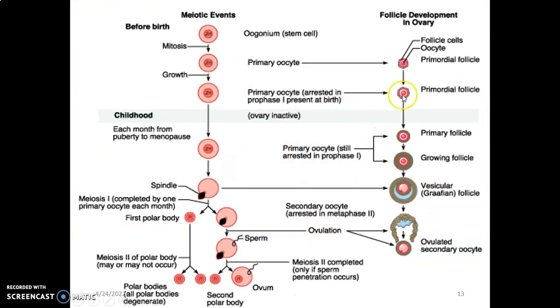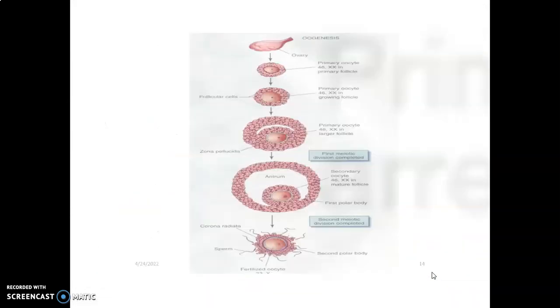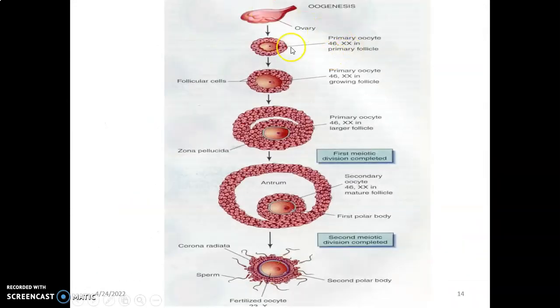And here it just shows you the follicular cells around the oocyte, from primordial follicle to primary follicle to a growing follicle, then liquid-filled areas with liquor folliculi to become the Graafian follicle, and then ovulation that induces completion of meiosis 1 and beginning of meiosis 2 that is arrested at metaphase, awaiting fertilization.